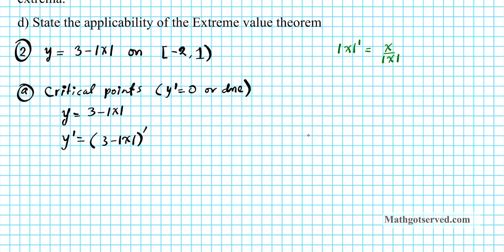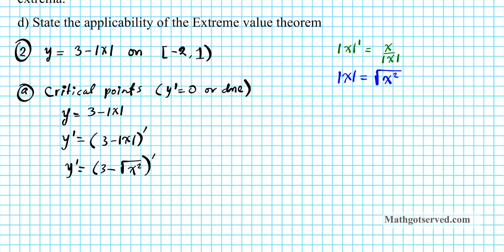But what if you don't remember the formula? What you have to do is just express this absolute value as an exponent. So y prime, we can write this as 3 minus the square root of x squared, prime. This is just based on the fact that the absolute value of x is the same thing as the square root of x squared. So if you don't remember the rules for differentiating absolute value, just express the absolute value quantity like this, and then we can go ahead and find the derivative of this function.